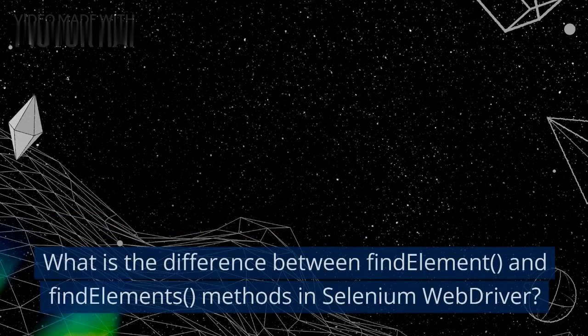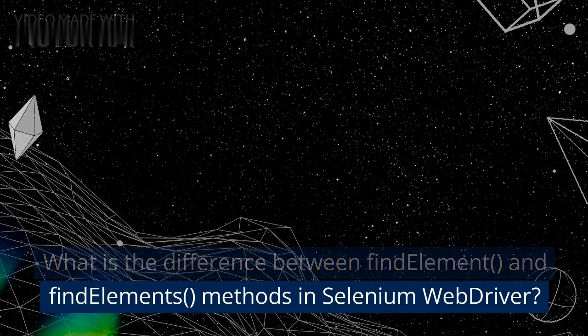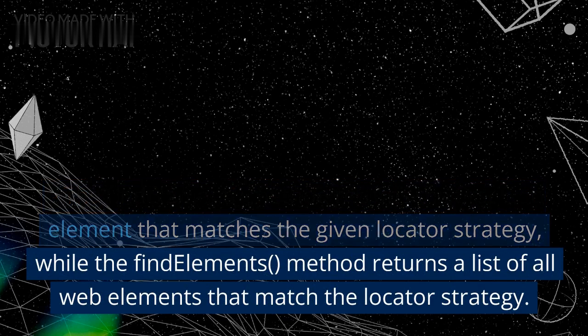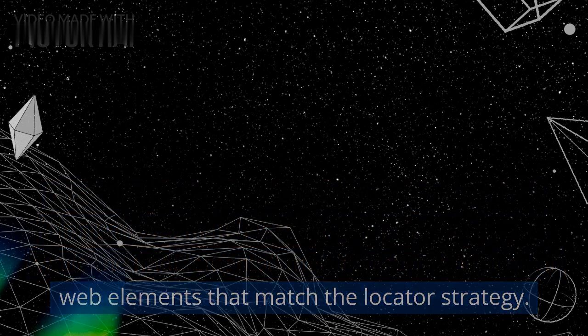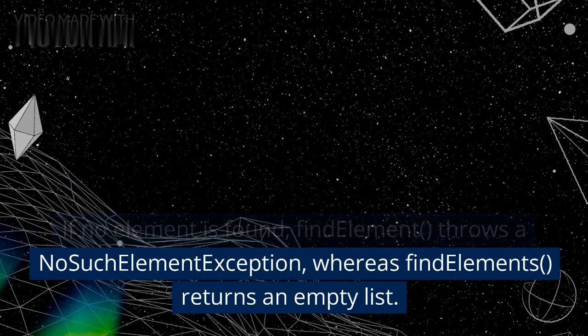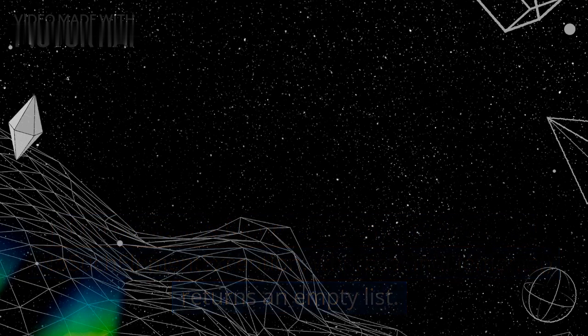40. What is the difference between findElement and findElements methods in Selenium WebDriver? The findElement method returns the first web element that matches the given locator strategy, while the findElements method returns a list of all web elements that match the locator strategy. If no element is found, findElement throws a NoSuchElementException, whereas findElements returns an empty list.